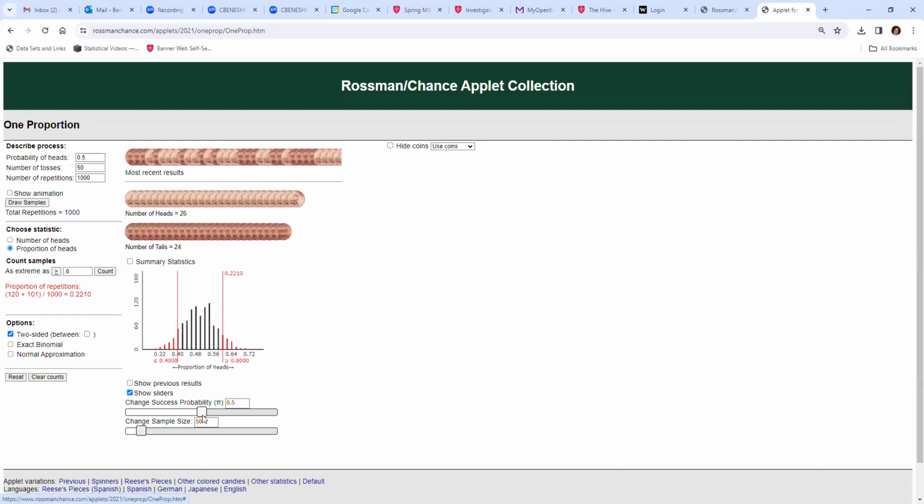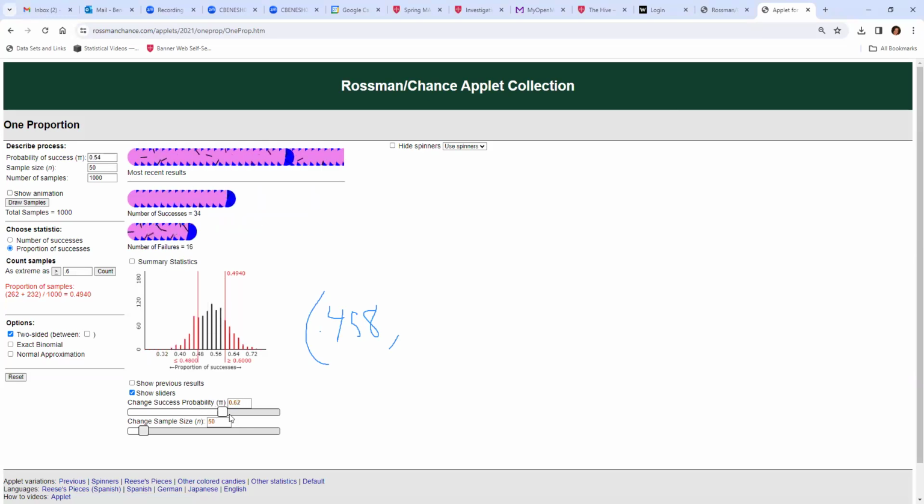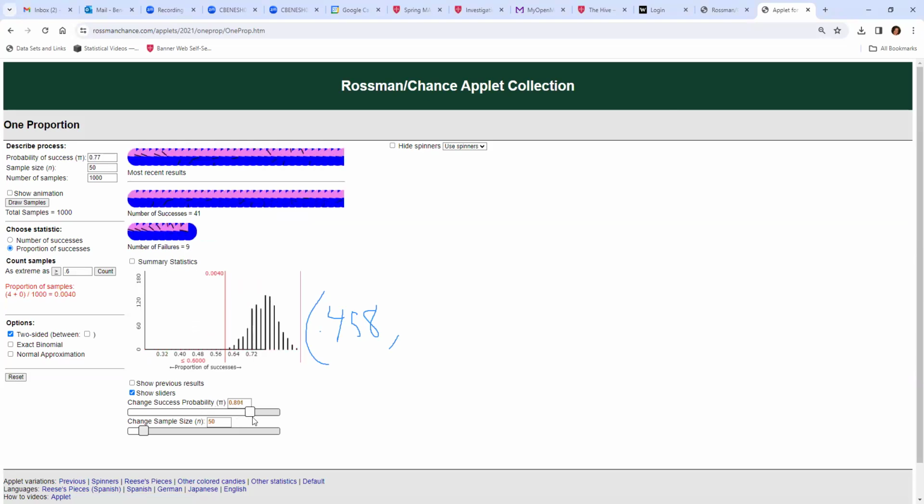So now I'm going to move to the left, and I'm looking for a value of 0.05. I'm getting close already. And I'm just going to do my best. There, that's close to 0.05. So I'm going to record that value. The probability here is 0.458. And now I'm going to go to the right and look for a p-value that is 0.05.